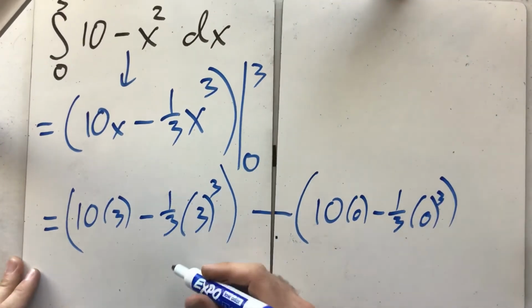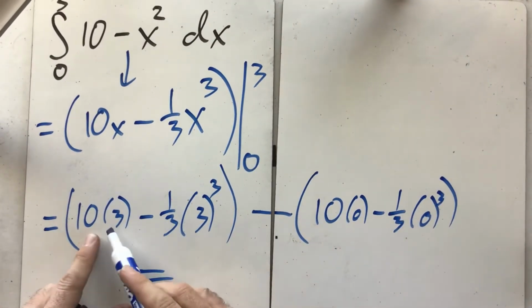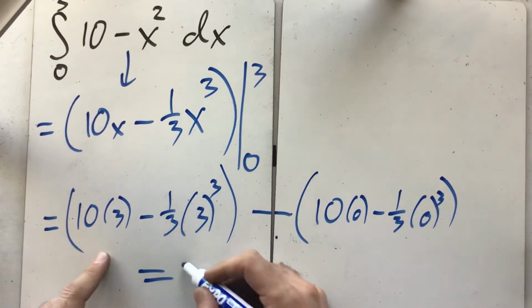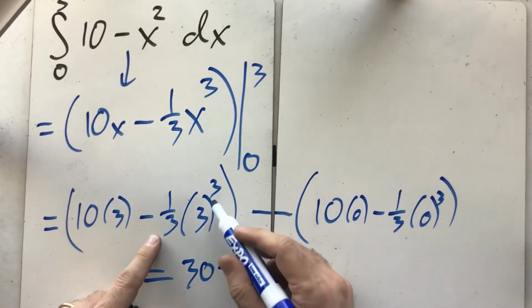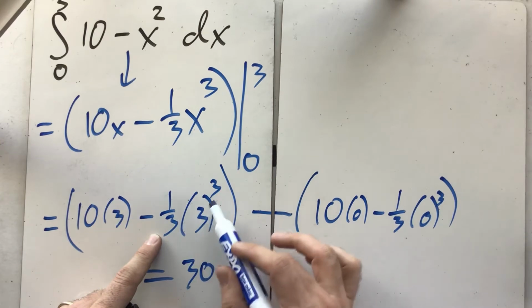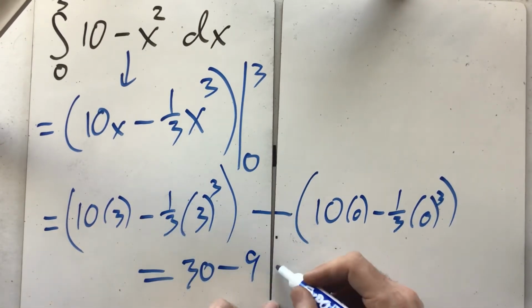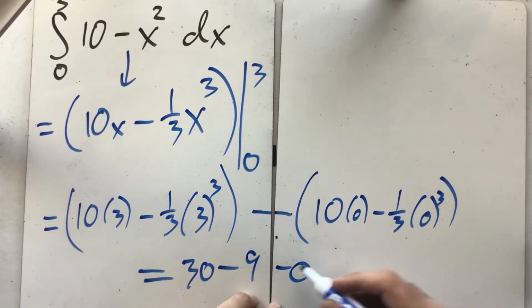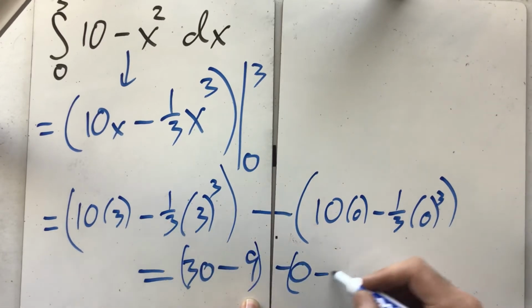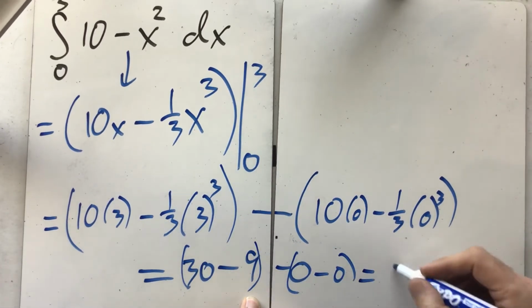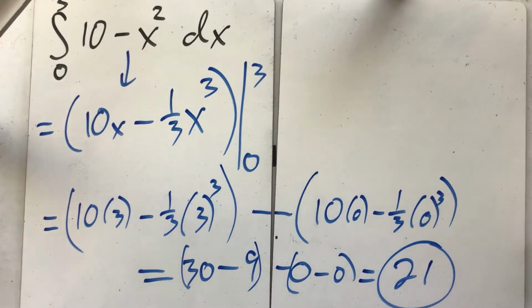Let's put all this together and see what we get. We get 30 minus 9, minus 0, and those are all 0. So 21. Okay, I was a little bit off in my estimate of 18 or 19, but 21 is in the range that seems reasonable. So 21 is our area here.